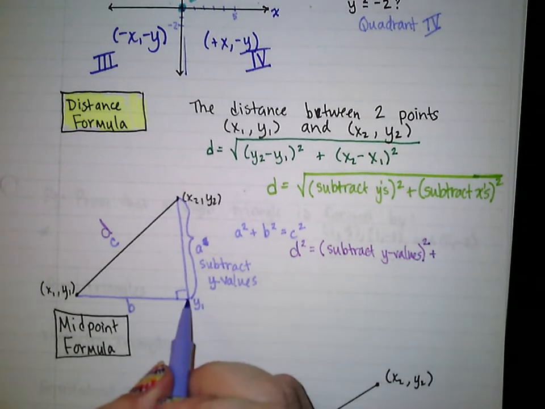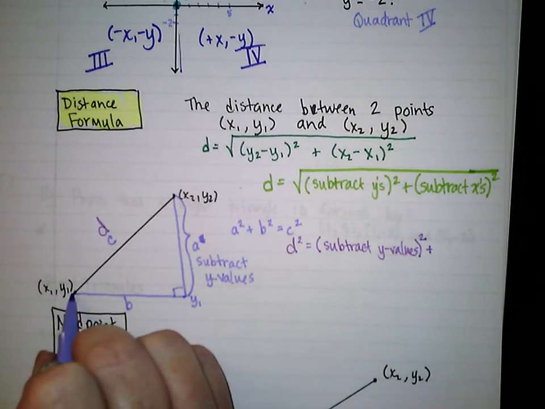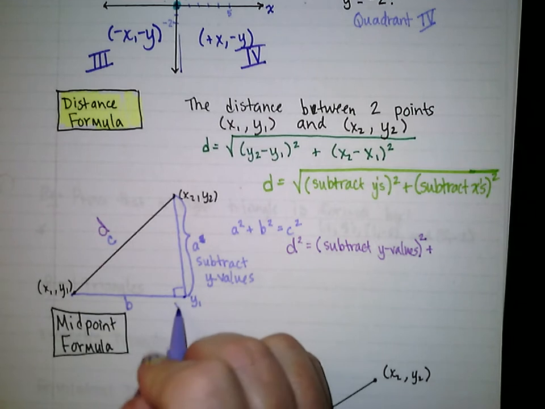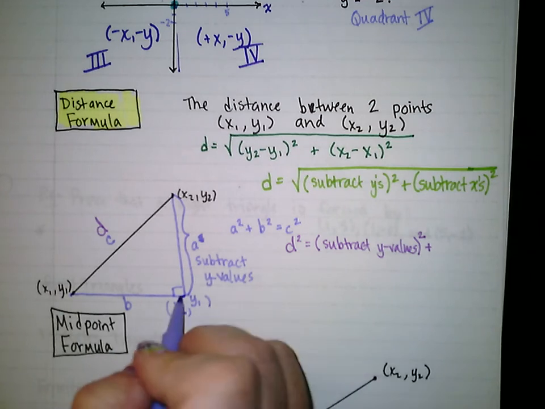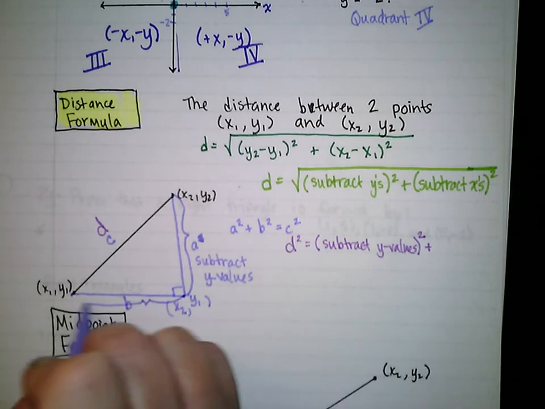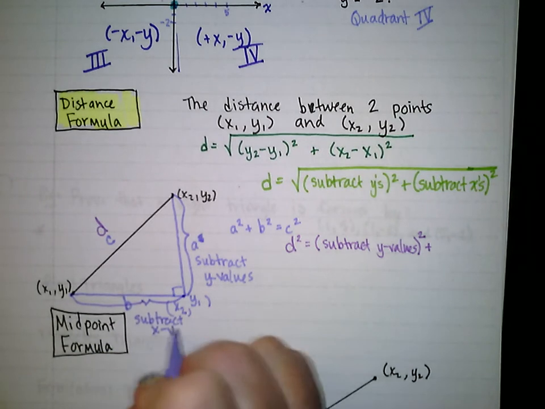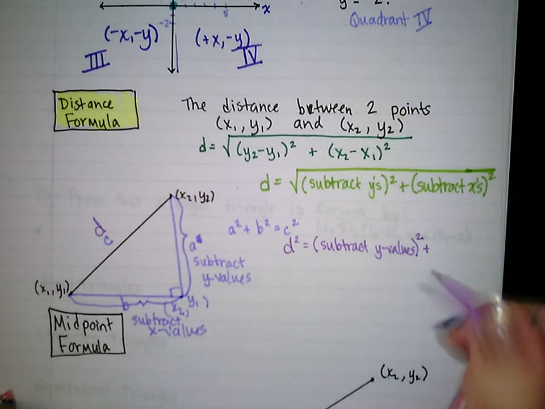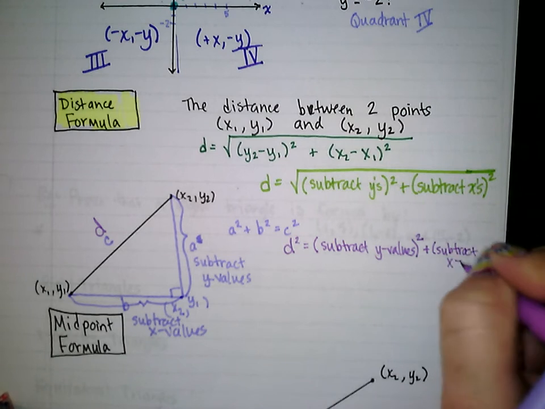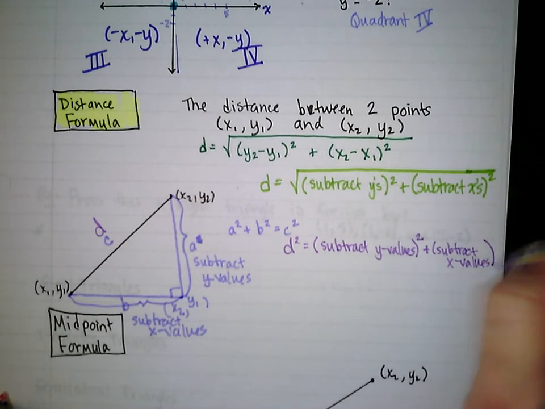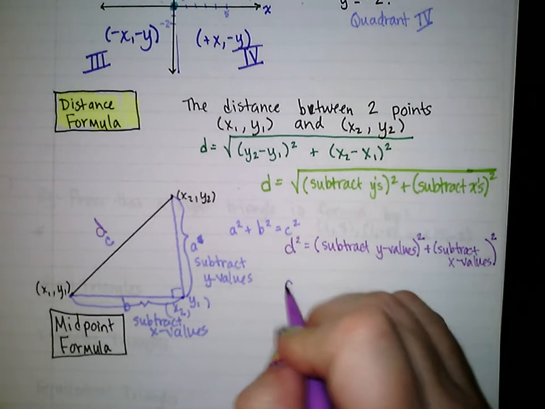And then the distance from here to here, this ordered pair is starting at x sub 1, and it ends over here at x sub 2. So technically, this ordered pair in the corner is x sub 2, y sub 1. So to find that length, we would subtract the x values. So the length of b is going to be found by subtracting the x values. And then since it's the Pythagorean theorem, I have to square that. And then to get d by itself, we'll take the square root.